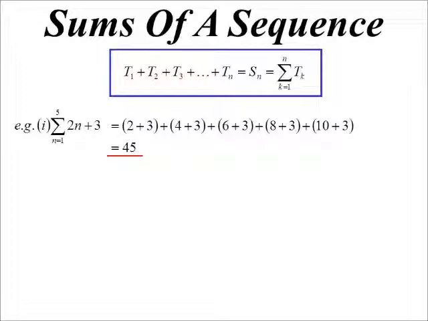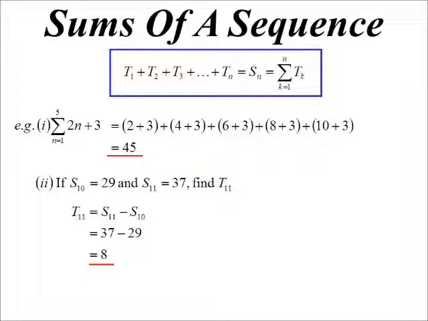Now, obviously, when we see a formula, it's going to make life a lot easier. Sum to 10 is 29 terms. Sum to 11 is 37. Find the 11th term. Well, logically, if sum to 10 is the first 10 terms added together, and sum to 11 is the first 11 terms added together, then to find term 11, all I've got to do is subtract the sum of 10 away from the sum of 11, and I'm left with the 11th term. So term 11 will be sum 11 minus sum 10, and they've told me what they are, so the 11th term of this pattern is 8.